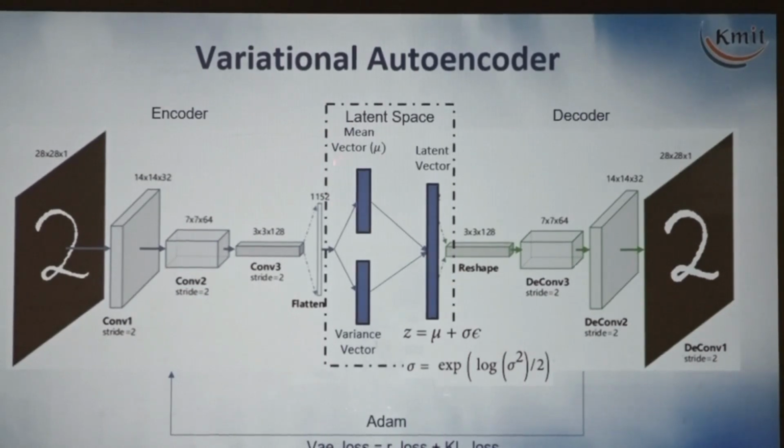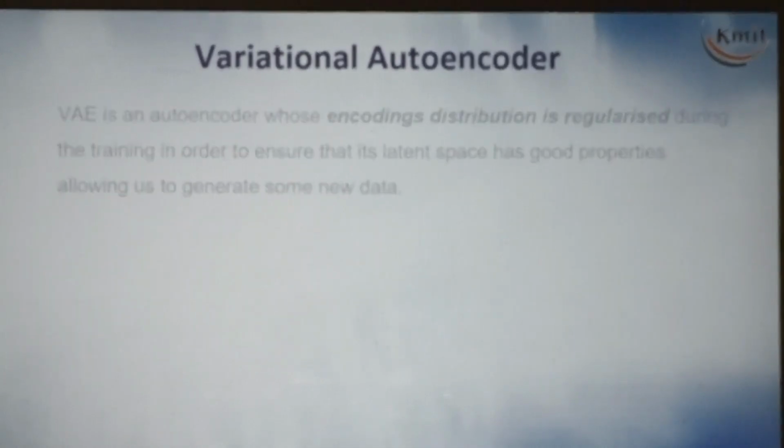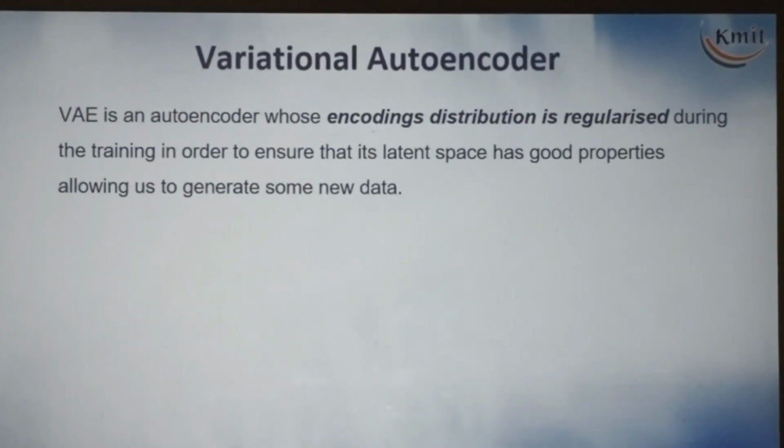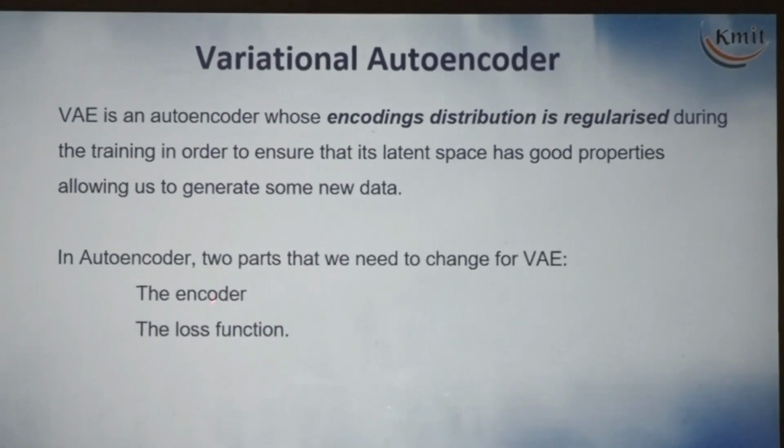Why are we taking this here? See here, this variance. Why should we take the variance vector? There is a reason for that. So for the variational autoencoder, there are two changes. We have to change the encoder and the loss function. Change the encoder by adding two vectors instead of one representation vector, and we have to change the loss function also. These are the two changes required from autoencoder to variational autoencoder.